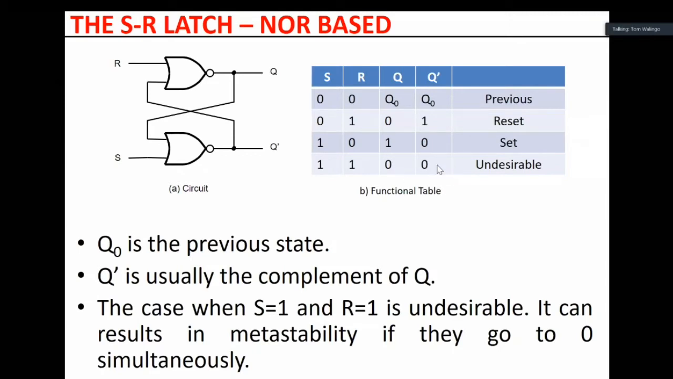We don't want this condition. That is why we say it is undesirable. We want Q to be the complement of Q complement. It doesn't mean that we've got no signals there. We've got a 0 and a 0, but we don't want it. It's an undesirable state. That is our first welcome to the world.